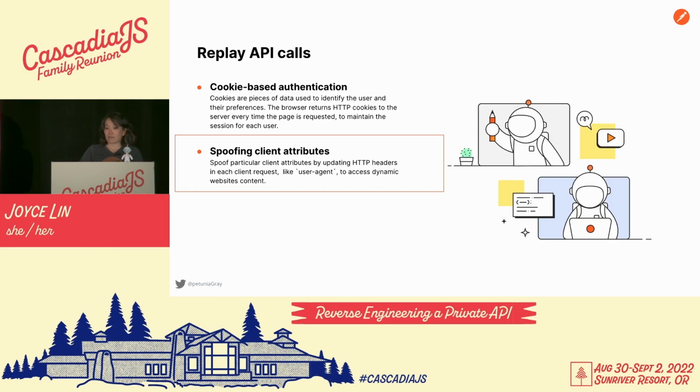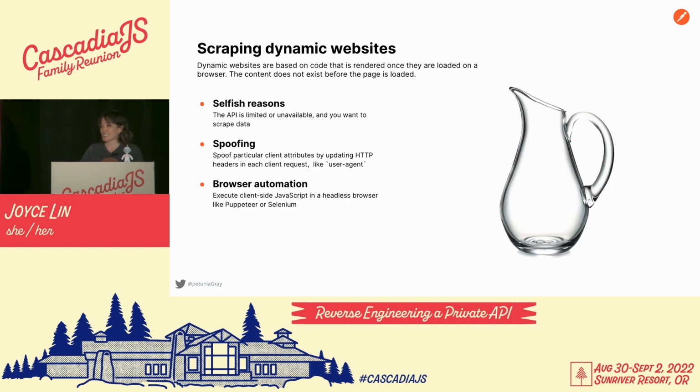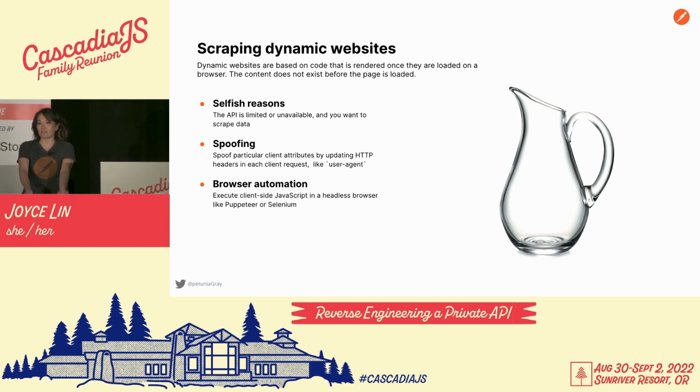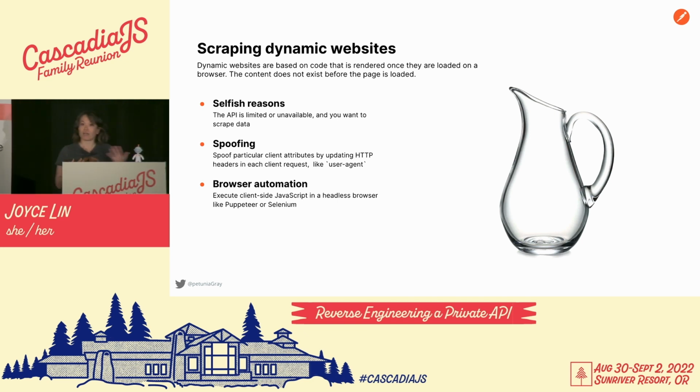All right, so let's talk about spoofing client attributes. Let's pretend to be something that we're not so that we can fool the servers. So we'll be taking a look at the user agent header to access things like dynamic websites. Dynamic websites are based on code that's rendered. So in the old-timey days, the server rendered everything and then sent it over. And now they're relying on the client to render a lot of this code.